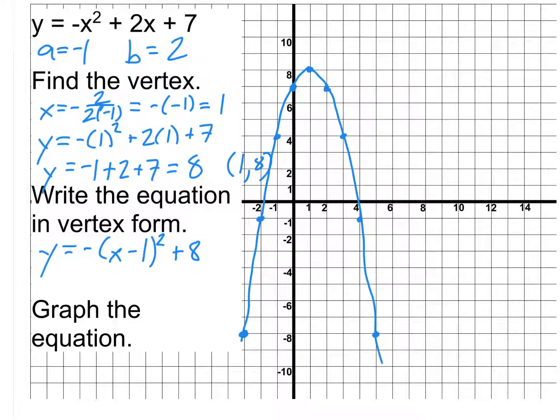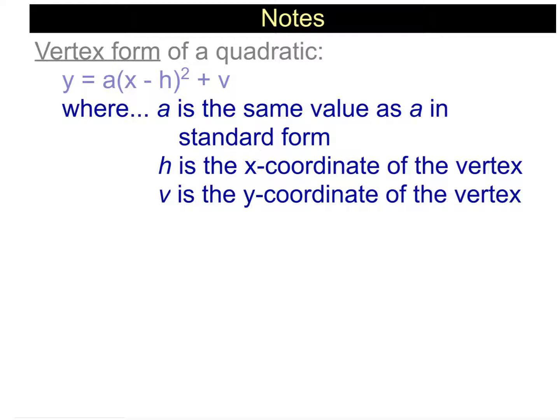Alright, so this is what your graph should come out looking like. And then this is a little bit of summary notes about that vertex form stuff. You kept 3 lines available. You're going to add this to your notes.